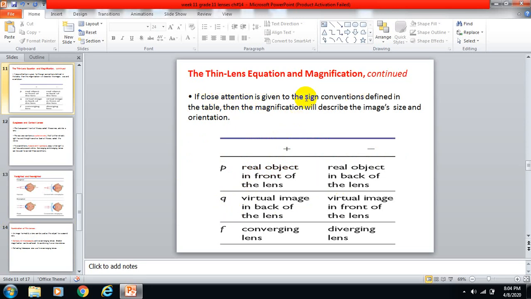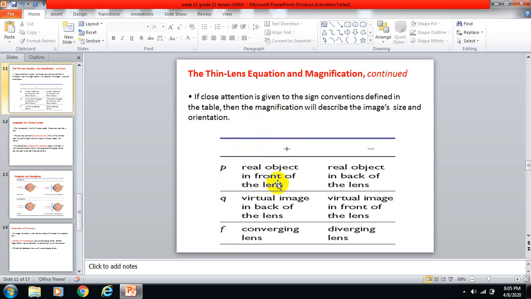If close attention is given to the conventions defined in the table, look, we have a table here, then the magnification will describe the image size and orientation, where it will be placed, whether it will be negative or positive, real or virtual. Look at p, q and f, respectively: the object, then the image, and then the focal length. This plus sign will be used for what? In the positive manner.